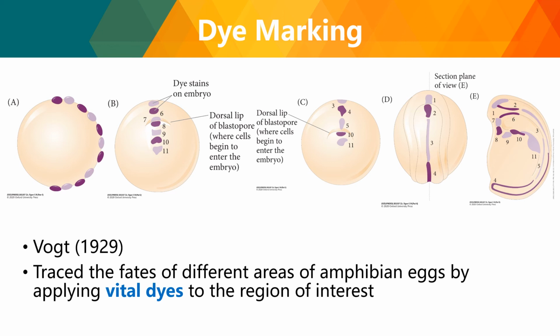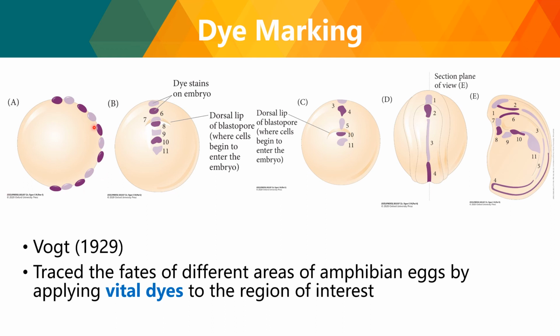So Vogt in 1929 actually adapted the use of dye marking. He traced the fates of different areas of amphibian eggs by applying vital dyes to the region of interest. What is important here is that the dyes or the dye stain cells do not kill them. So very safe siya for induction or para sa pagtuturok sa cell. And tinitignan niya sa microscope kung paano gumagalaw yung mga dye na yon.